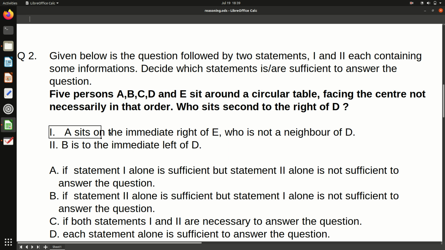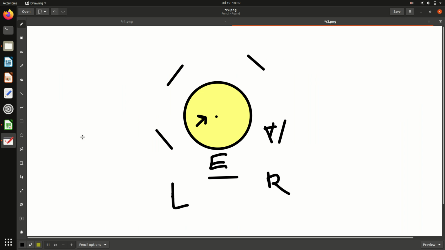Now A sits on the immediate right of E, who is not a neighbor of D. E is not a neighbor of D. It means D cannot be here, because if D sits here, then E will become a neighbor. It means D can be either here or here. We are just taking a possibility, because D cannot be here as E is not a neighbor. If D sits here, E becomes a neighbor of D, so D will not be here.